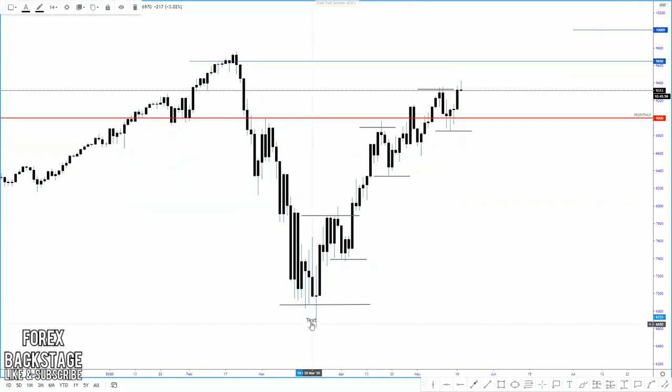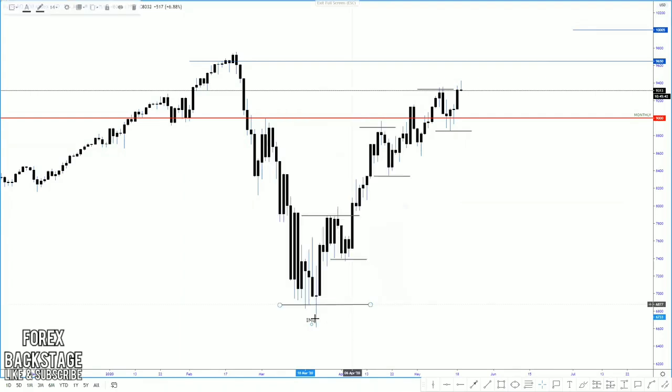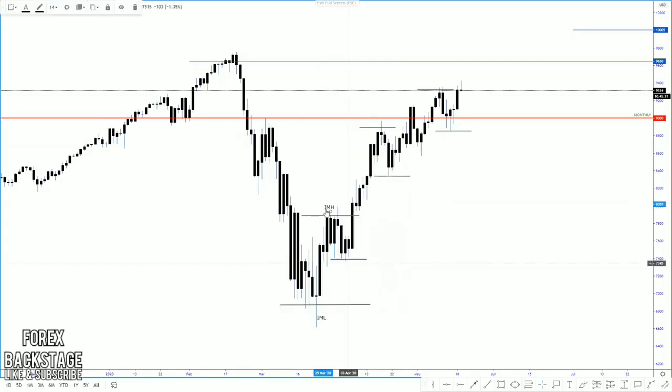So you've got this area over here being an area of support. Okay, so I'm going to say this would be the initial market low. So that's what I'm going to mark it out as, initial market low. And then I'm going to mark this one as initial market high. The reason why I'm saying this is because this is the initial low that the market printed, and this is the initial high that the market printed.